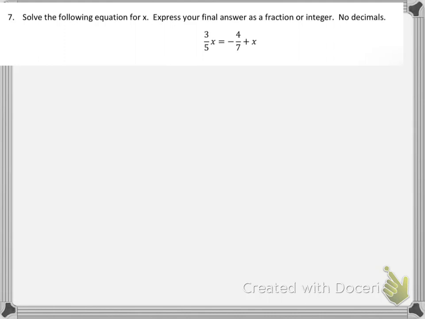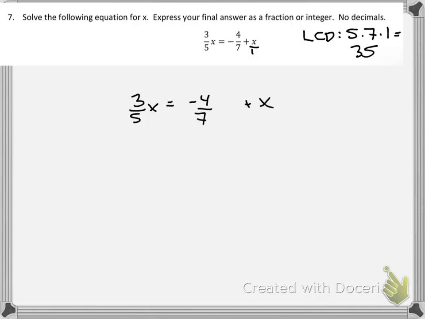All right, so once again, we have an equation, but this time we have what everybody fears and dreads, which are fractions. So remember, the easiest way to get rid of fractions is to multiply by your LCD. And we build our LCD by just multiplying the denominators. In this case, we have 5 times 7 times 1, which is 35. So let's see what happens if I multiply every single term in this equation by 35. So times 35, times 35, times 35.